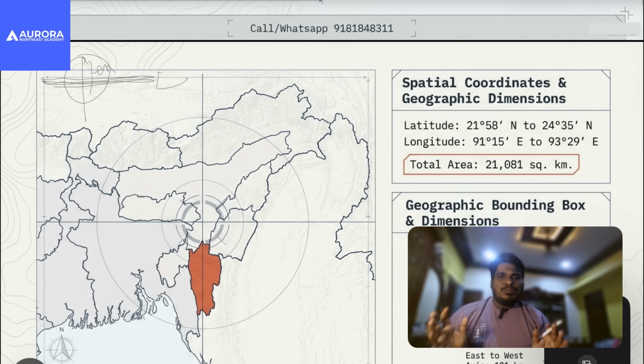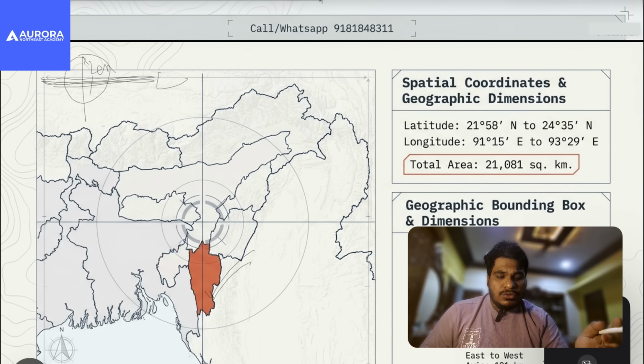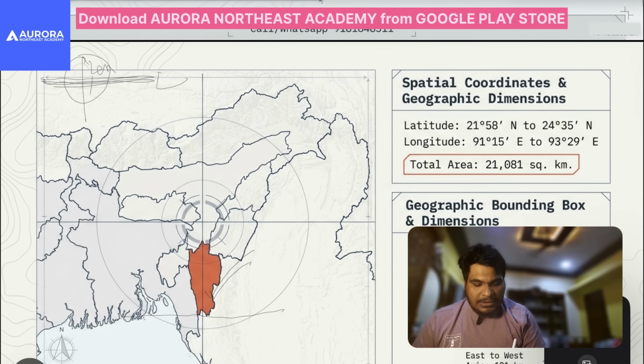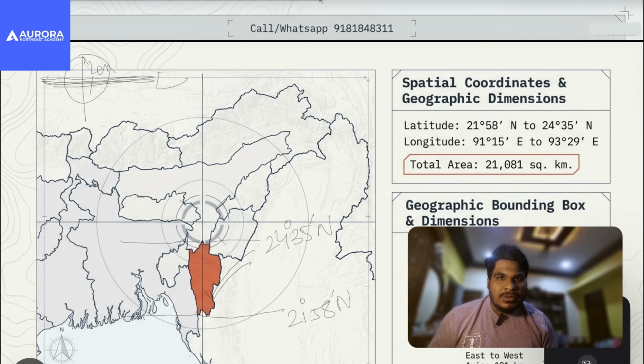So if we trace Mizoram in the map of Northeast India, here is the location of Mizoram. I hope you have located it correctly. Now, if we look into its latitude and longitude, in terms of latitude, it is 21 degree 58 minutes north to 24 degree 35 minutes north. This will be your latitudinal extent of the state of Mizoram.